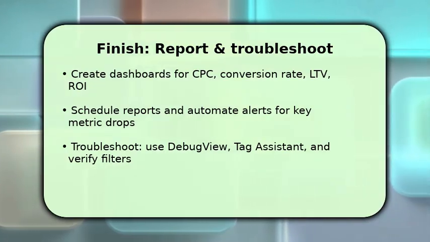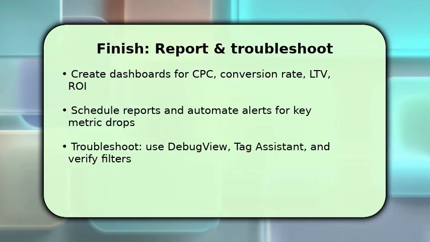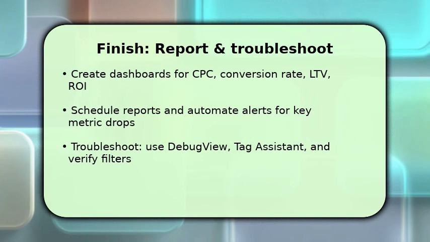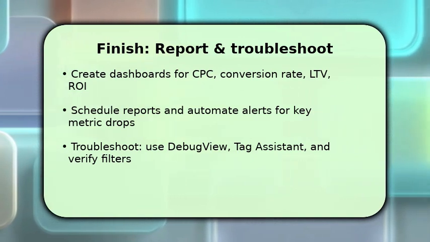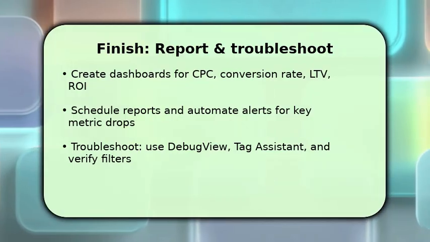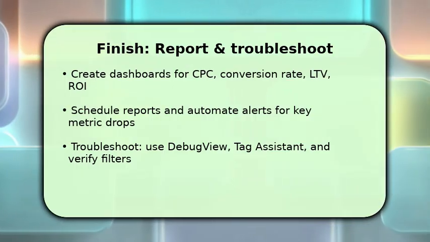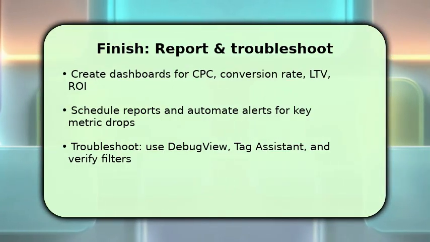If numbers look wrong, start troubleshooting. Check Debug View and Tag Assistant for missing events, confirm filters or internal traffic rules aren't excluding users, and review UTM consistency. Make sure to document any fix so you don't repeatedly chase the same error. That single habit saves hours in future audits.